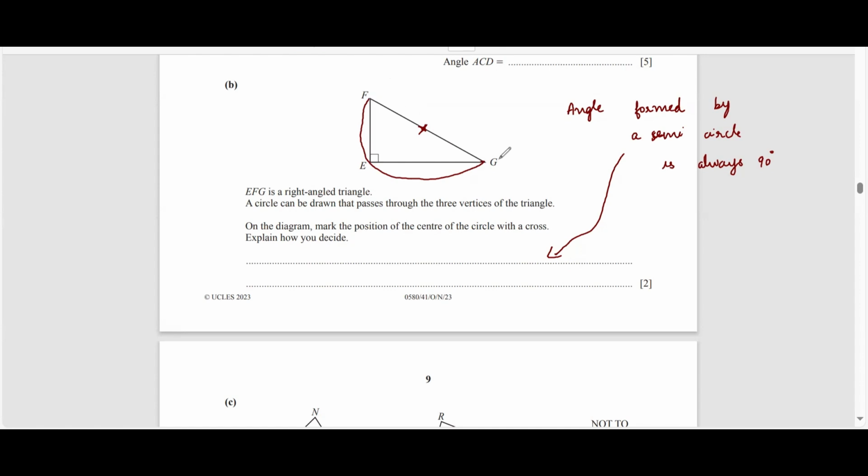So FG should be the diameter. If FG is the diameter, the center of the circle will always be the center of the diameter. So that will be your center point.